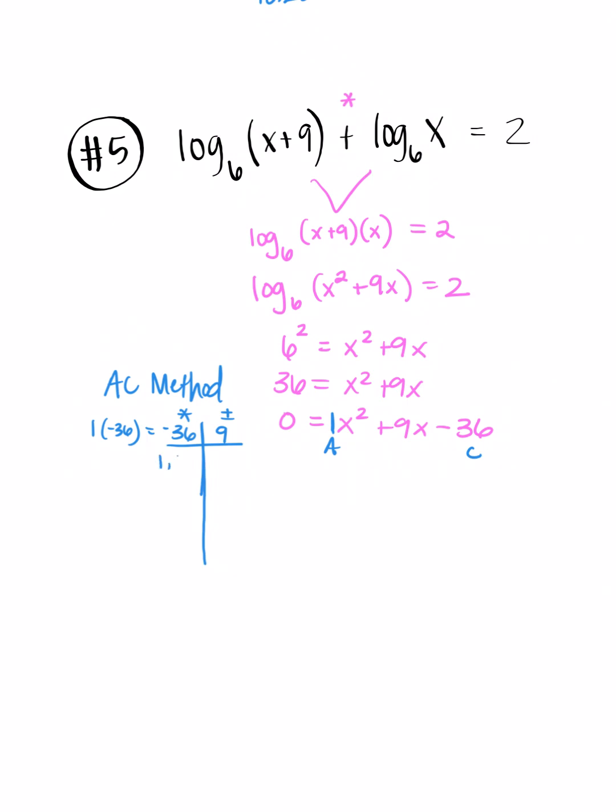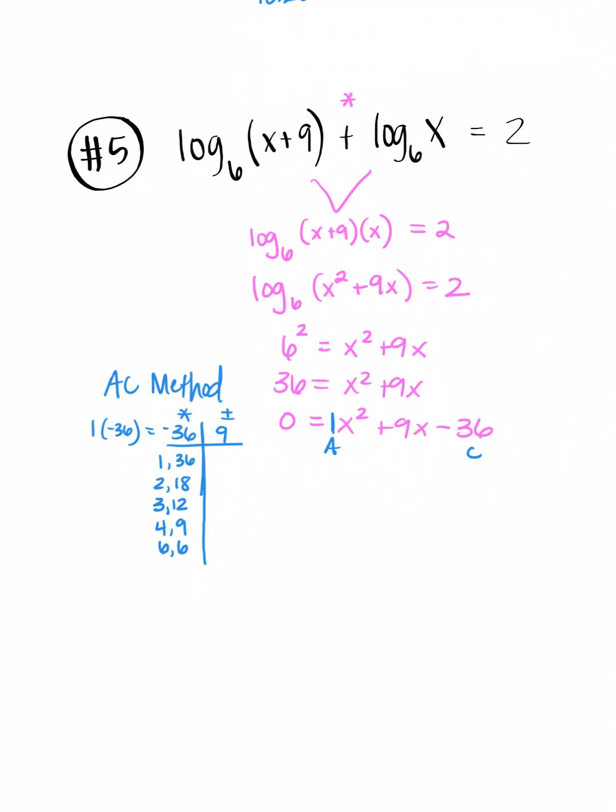I could do 1 times 36 to get 36. We could do 2 times 18. We could do 3 times 12. We could do 4 times 9. 5 doesn't go in. 6 times 6. 7 doesn't go in. 8 doesn't go in. And I actually know I'm already done because I hit a repetition there. There should be no other whole number values.